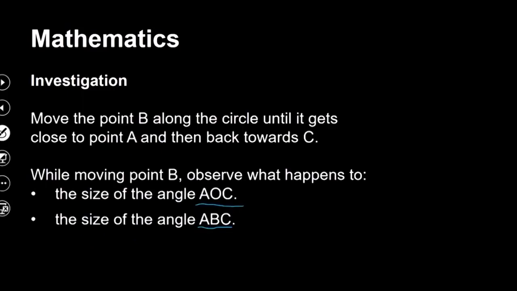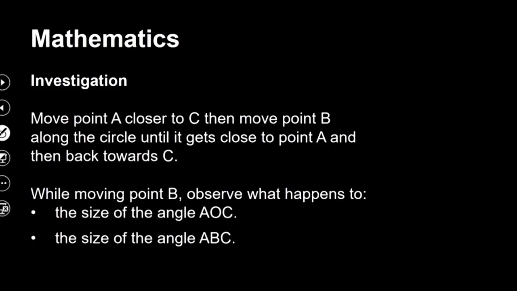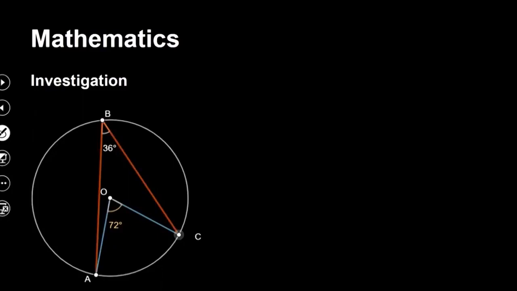So they said, move B along the circle until it gets close to point A, right? So you move this until it gets to point A here, and then you move it to C as well. So what that means is, move A closer to C, then move point B along the circle until it gets closer to A, and then back towards C. Still pay attention to those angles. This will look something like this. So you can see now, I kind of now have this angle being twice that angle, right? 36 times 2 is 72. So look at that and try and see exactly what is the point there.